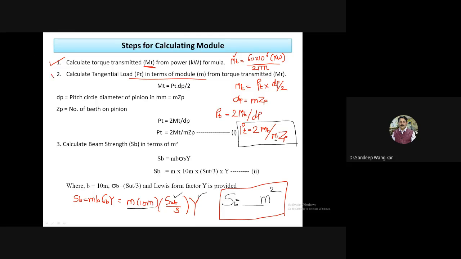So this is step number 1, calculate MT. Step number 2, express PT in terms of module. Step number 3, express SB in terms of module. So these are the first 3 steps. Just take the highlights and the important formulas. Some time I will give to you for this.